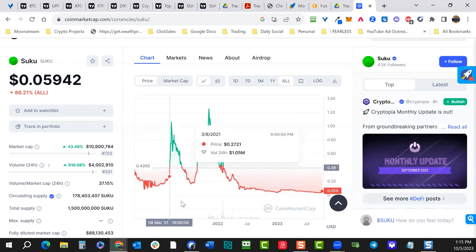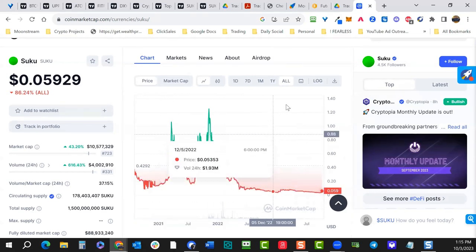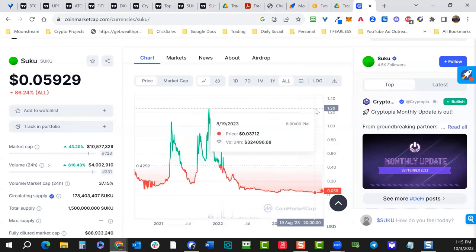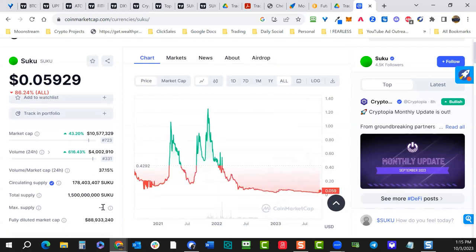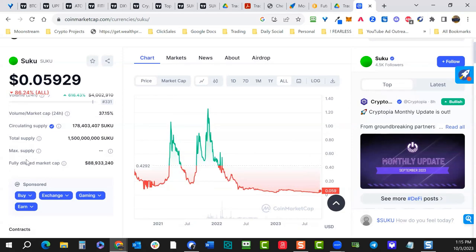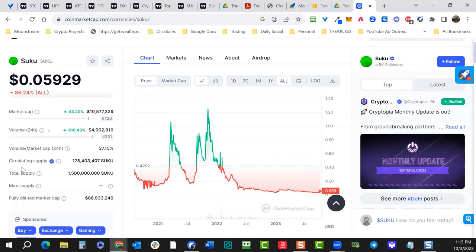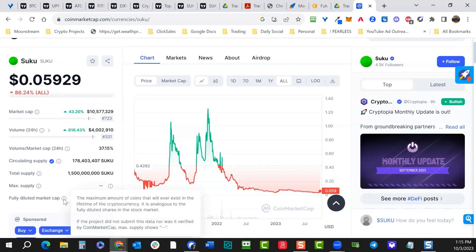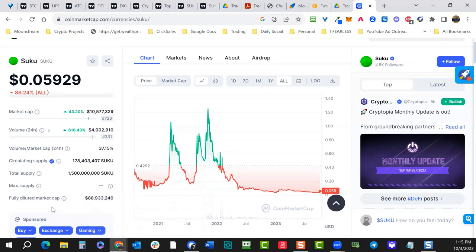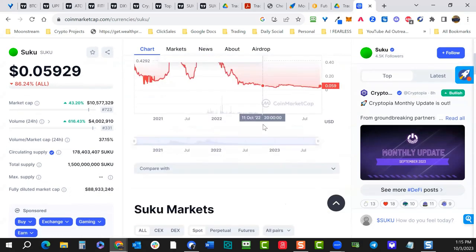So if it can get back to its old highs, that's a big if. I'm not saying that it will. But let's see, market cap. Here's my concern. The market cap's only 10 million, and the fully diluted is 90 million, let's call it. So there's 80% of its supply remaining to circulate. So this can be highly diluted once they start dumping more coins out there. So that's the challenge with this.